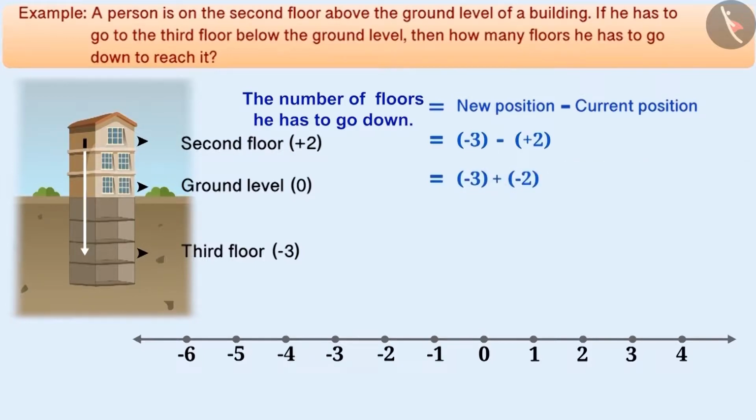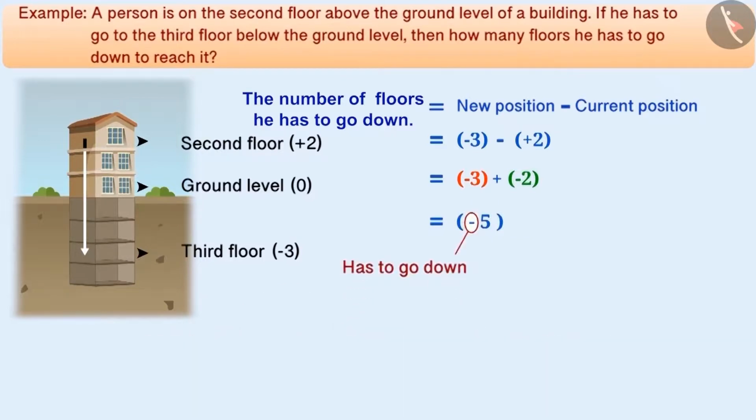To solve this, we will draw a number line of integers. The first number is -3, so we move 3 steps to the left of 0. The other number is -2, so we move 2 steps to the left of -3. By doing so, we reach -5. The negative sign indicates that the person has to go down, and the number 5 indicates the number of floors. Therefore, from the second floor above the ground level to the third floor below the ground level, the person has to go down 5 floors.